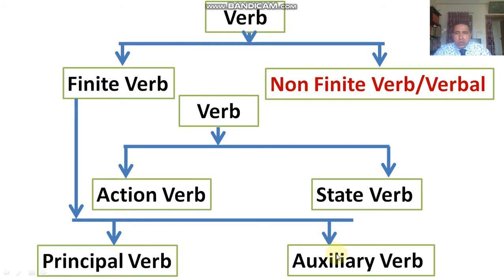Besides this, we can also classify principal verb such as transitive verb and intransitive verb. We can also classify auxiliary verb such as modal auxiliary and primary auxiliary. Besides these, there are verbs such as copulative verb, persuasive verb, impersonal verb; there are a lot of kinds of verbs, but today our focal point is non-finite verb or verbal.